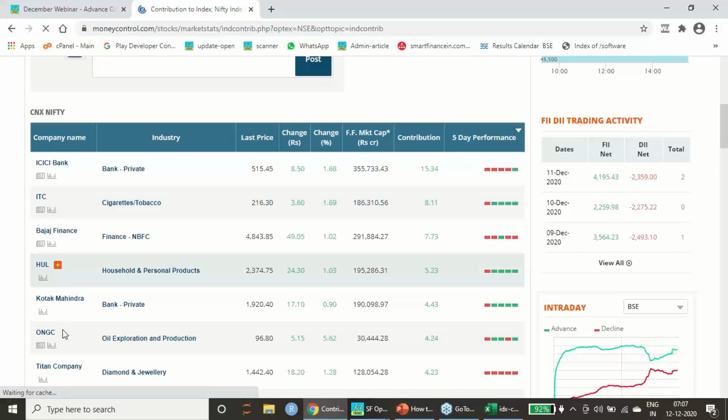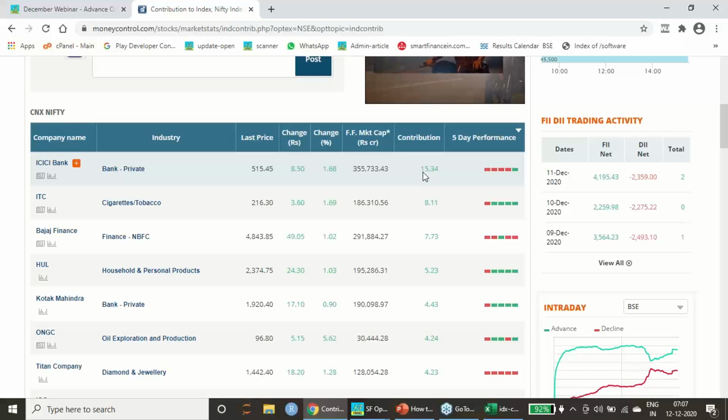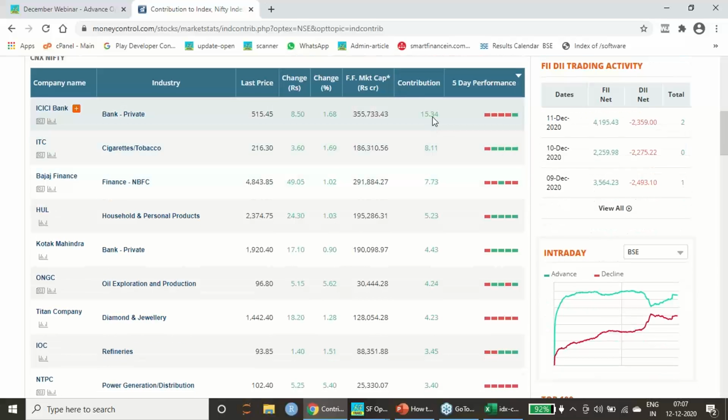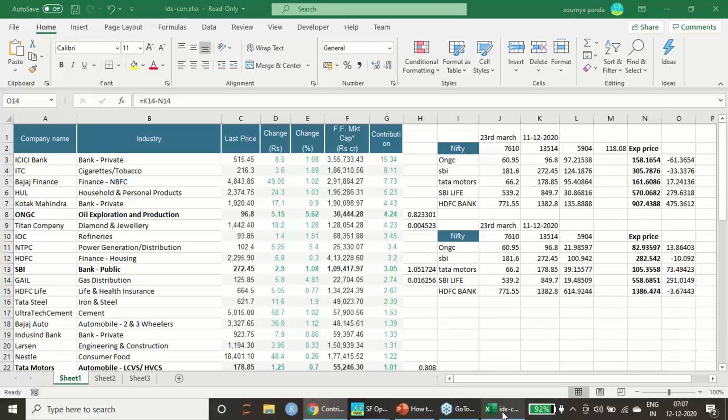Here the stocks you have, the last price, and the contribution they are giving per day. On that day, what was the contribution they gave. This is the value you will get. How that contribution is calculated, you need not worry about that. So I got this information: change in price, percentage of change, and the contribution it has given.